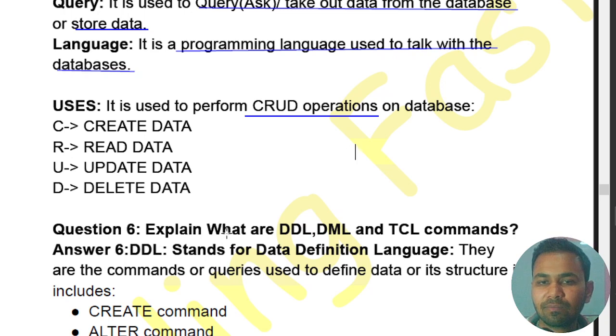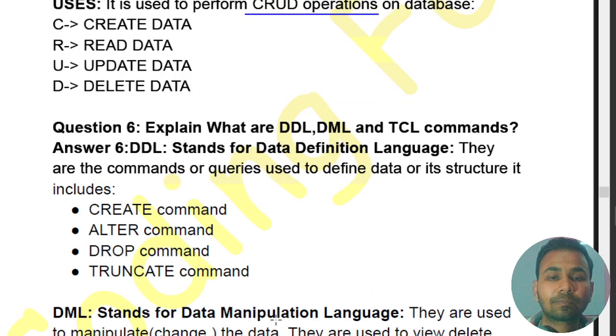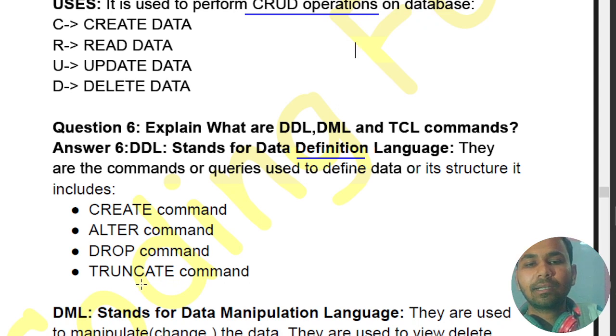Question number 6. Explain what are DDL, DML and TCL commands. DDL stands for data definition language. They are the commands or queries used to define data or its structure. The commands included in DDL are create, alter, drop and truncate. It defines the data: any kind of definition that we want to provide of the data is done with this DDL. Create is used for creating the table, alter is used for changing the structure of the table, drop is used for deleting the table, and truncate is used for emptying the table.